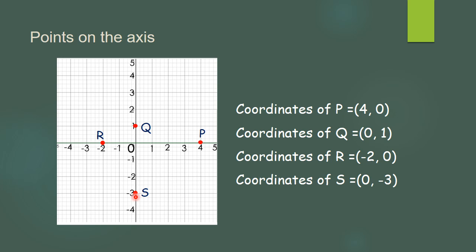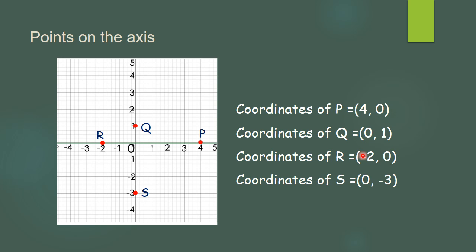And S, what do we get? The perpendicular drawn on x will be at 0 and on y at -3. So the coordinates are 0 comma -3. Now if you observe, P and R are on the x-axis. What is the common thing we get? Their y-coordinate was 0. So if a point lies on the x-axis, its y-coordinate will always be 0.